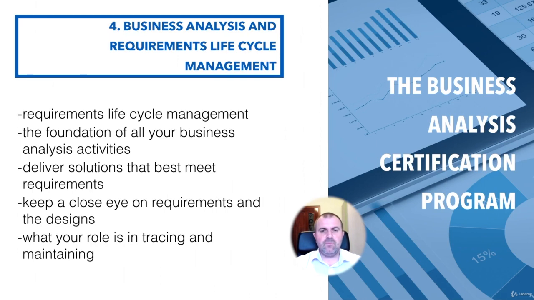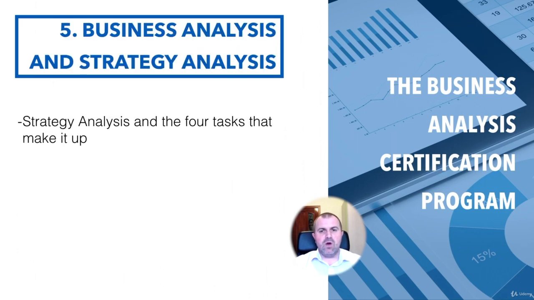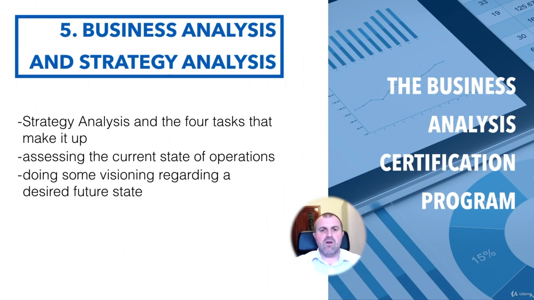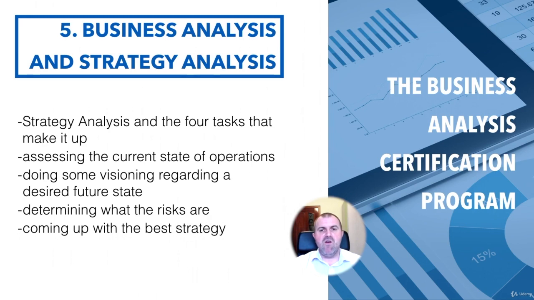In the fifth course, the one called Business Analysis and Strategy Analysis, we're going to look at the knowledge area strategy analysis and the 4 tasks that make it up. It covers everything from assessing the current state of operations, doing some visioning regarding a desired future state, determining what the risks are that will need to be managed, and then coming up with the best strategy for realizing the desired future state.